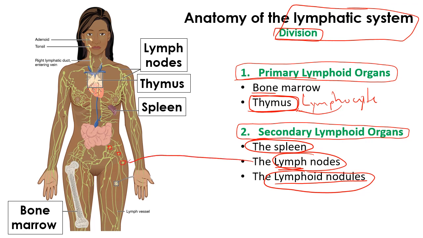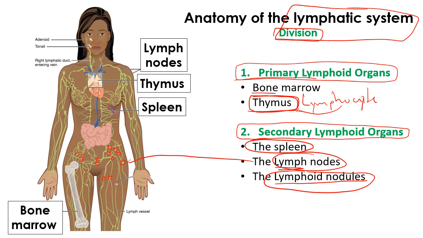lymph nodes are all these little bumps or little structures that look like a bean shape. They are in specific regions of your body. They're essentially between lymphatic vessels.